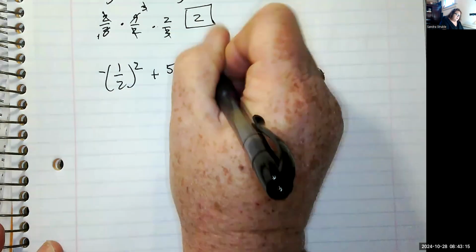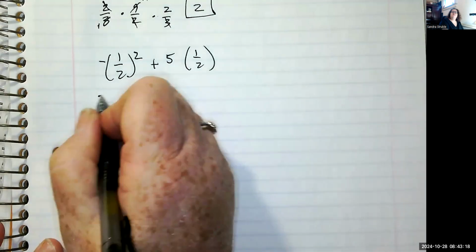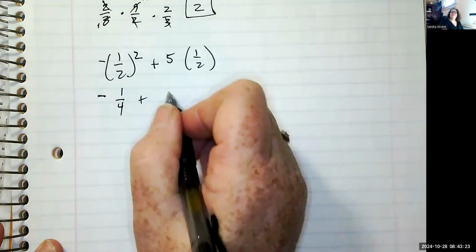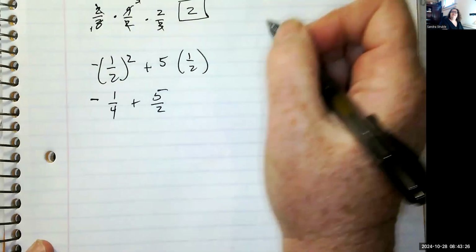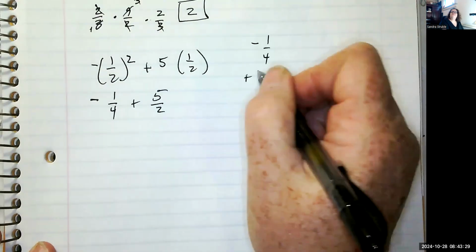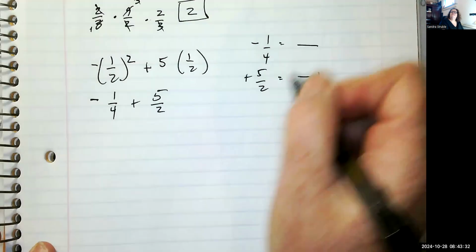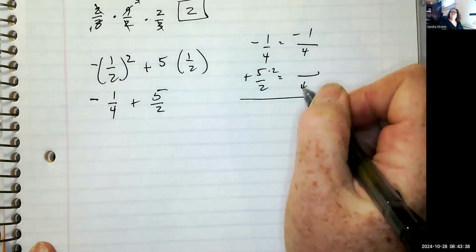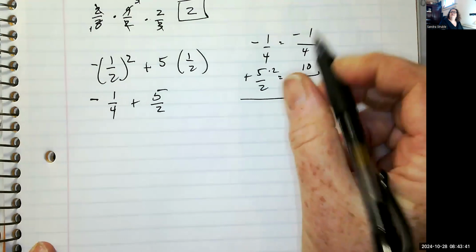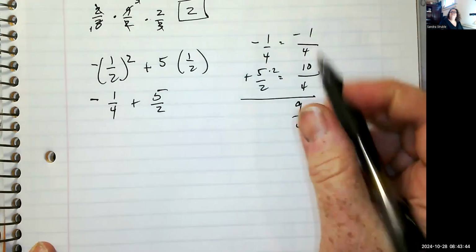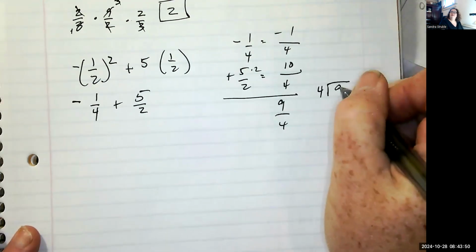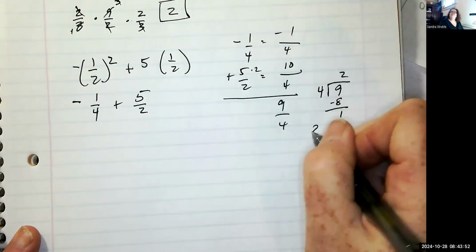-1/2 squared plus 5 times 1/2. We have to do the exponents first. -1/4 is 1/2 times 1/2. Plus, I'm going to go ahead and multiply these, and it becomes 5/2. I'm going to stack them. Four is my common denominator. 2 times 2 is 4. 5 times 2 is 10. -1 plus 10 is 9. So subtract and take the sign of the larger number. And now I want to make this a mixed number. 4 goes into 9 twice. So 2 and 1/4.